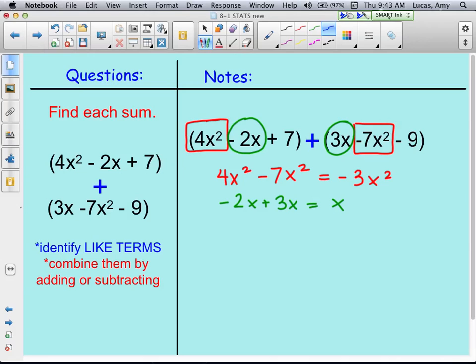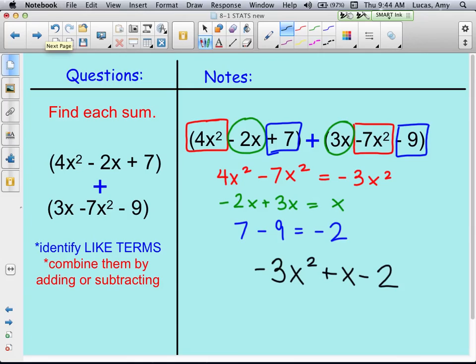And then last, positive 7 and negative 9. Positive 7 combined with negative 9 is negative 2. So now my answer in standard form, so that means from the highest exponent term down to the lowest, would be negative 3x squared plus x minus 2.